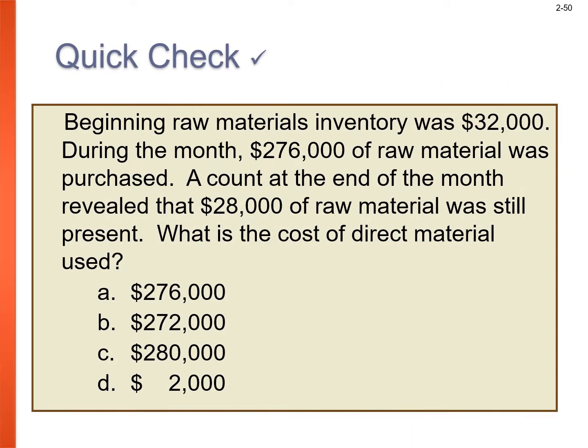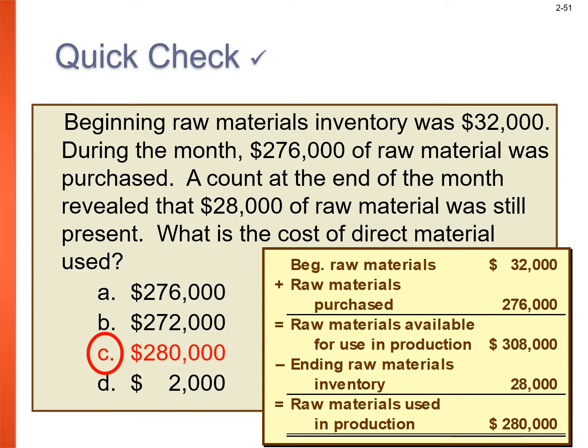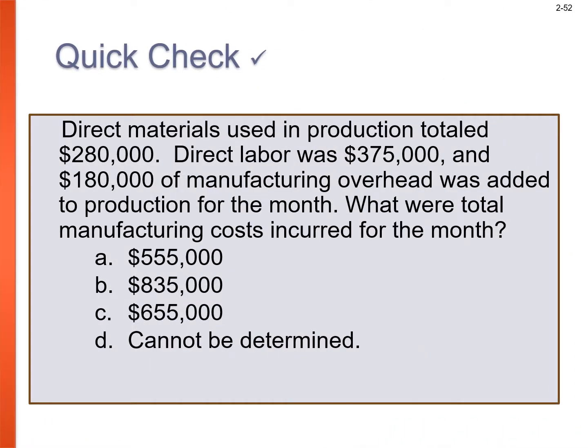So beginning raw materials inventory was $32,000. During the month, $276,000 of raw materials was purchased. A count at the end of the month revealed that $28,000 was still present. So we're going to add the $32,000 to the $276,000 and then subtract $28,000. And you'll get $280,000. And there's your computation. Direct materials used in production totaled $280,000.